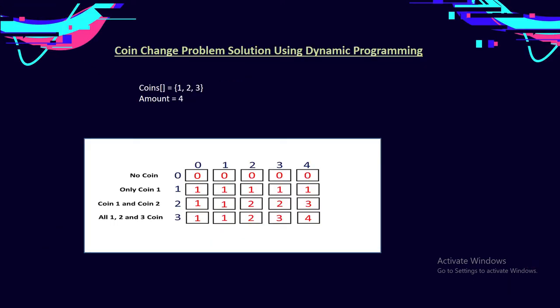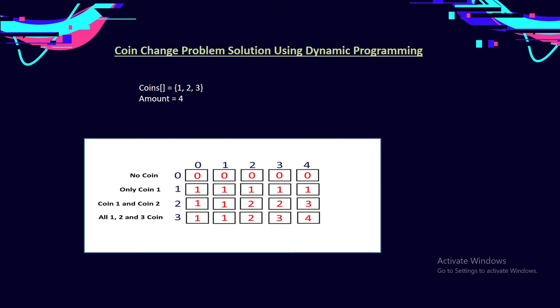Here is the coin change problem solution using dynamic programming. Here the coins are 1, 2, 3 and the total amount is 4. The size of the dynamic programming table is equal to the number of coins plus 1 times sum plus 1. Second, the first column value is 1 because there is only one way to make change if the total amount is 0.